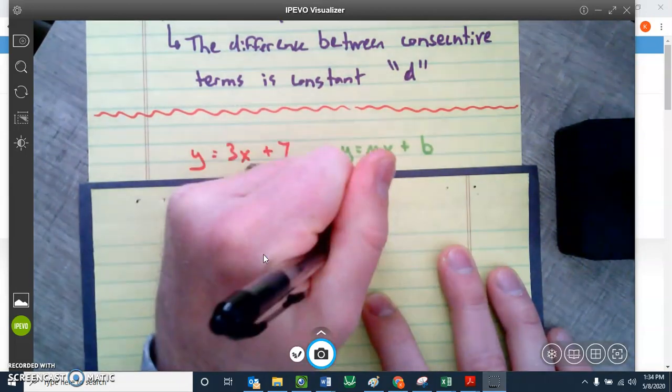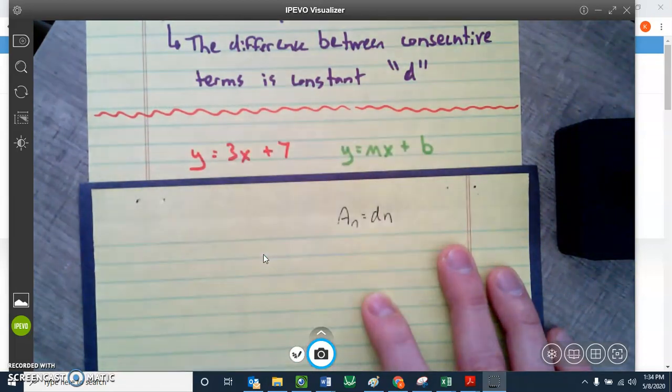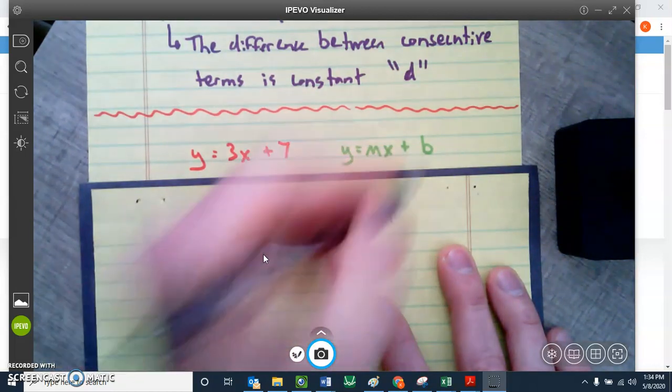Okay. x is our input. Our input is our term number. Like, do you want the 5th term? Do you want the 60th term? Whatever term number you want, n. And then b, we're getting into something here, okay?